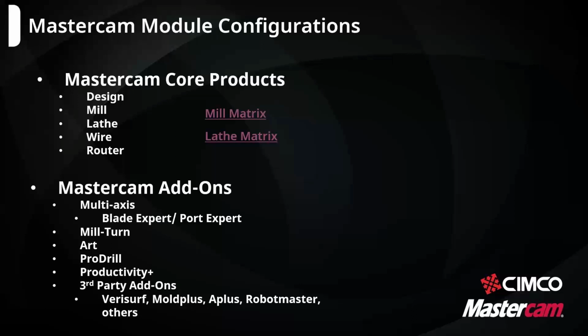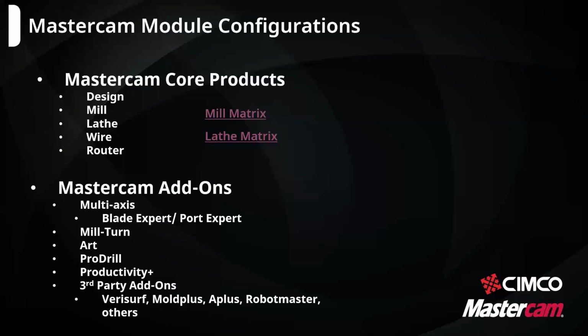So multi-axis is the most common add-on to mill 3D customers. That gives you all your 4 and 5 axis simultaneous tool pass. And I have had questions before where customers either add multi-axis or they have it, and then they click on Blade or Port Expert, and then they still don't have access to it. So Blade and Port Expert are actually separate add-ons in addition to the multi-axis package.